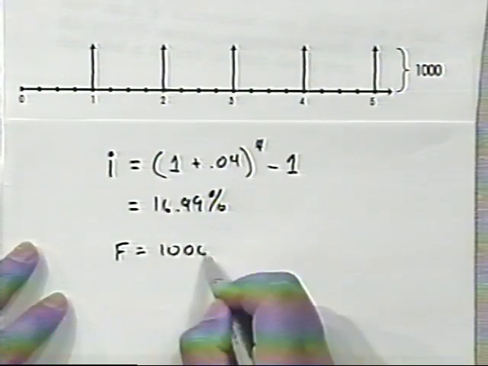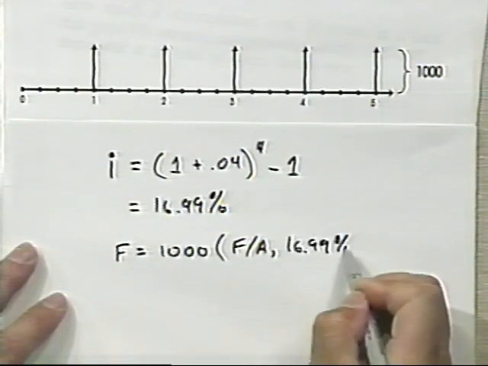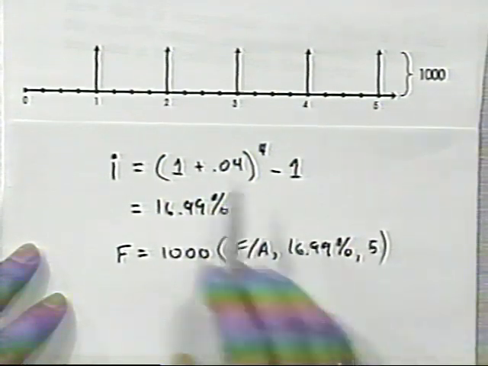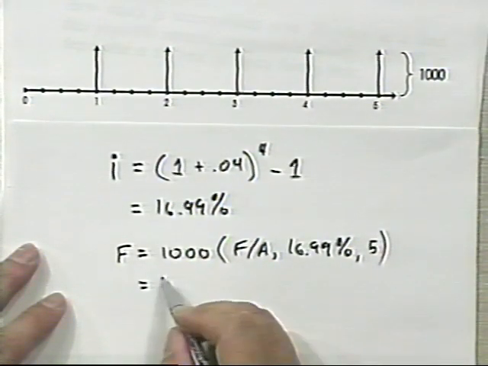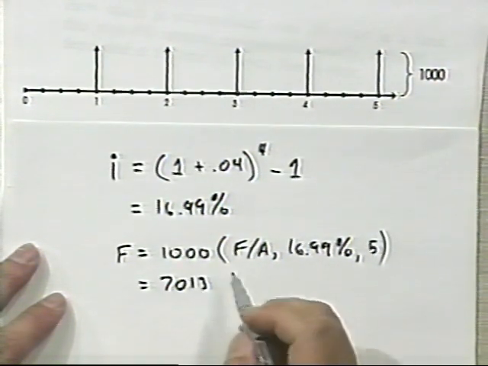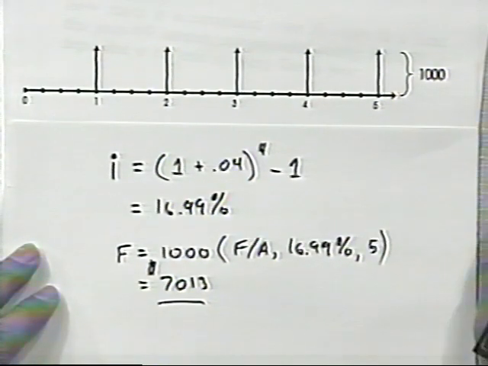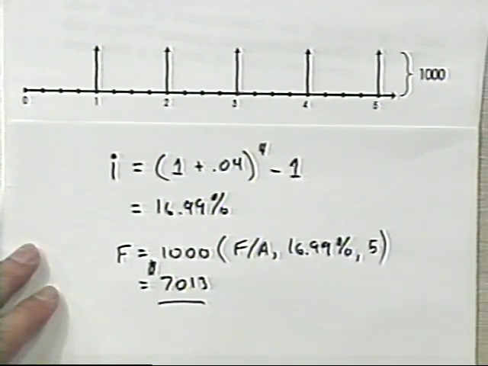We can then use our series compound amount factor to calculate the future worth. It's going to be the 1,000 S/A at 16.99% over the 5 4-year periods. Right? 1, 2, 3, 4, 5. And calculating that out gives us 7013. And it turns out, as you can see in your notes, that 7013 is identical to what we could calculate by moving the individual payments forward in time, one at a time.